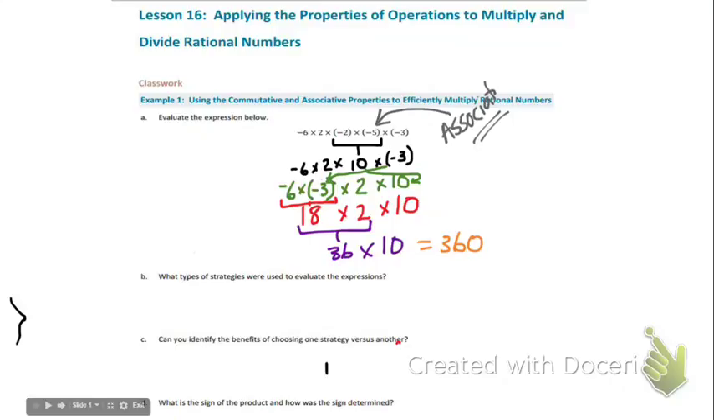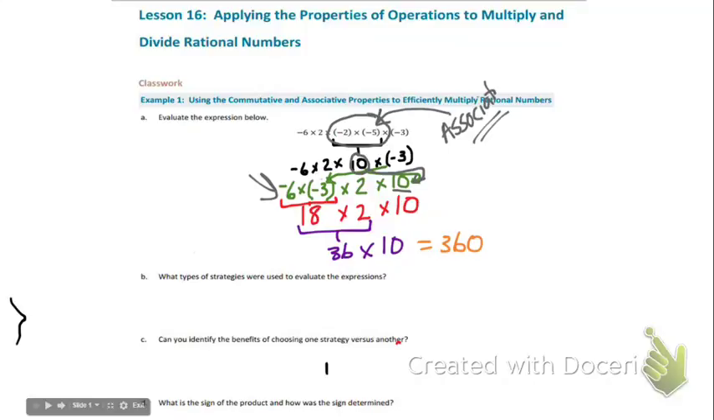Now the reason, for me anyway, to do -2 times -5 first: first of all, it's going to yield me a positive number, which I like, and also it's going to give me a positive 10. 10 is a very friendly number. It's a great number to multiply at the end of everything, which is why in this second step I took that 10 and, using my commutative property, moved it to the end.